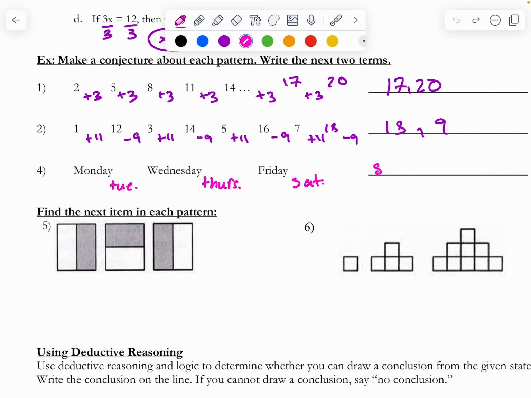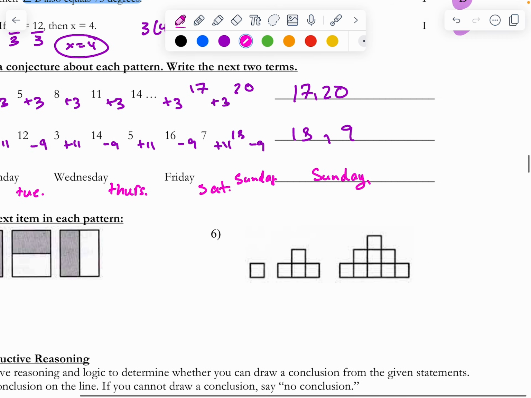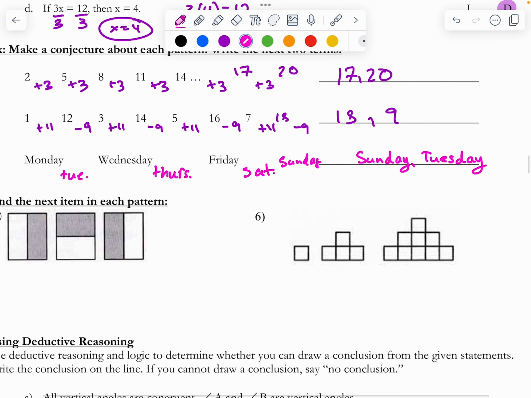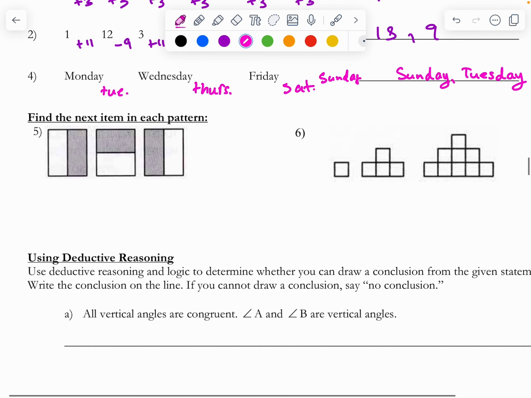Excuse me, that's not right. This will be Saturday, which means our next term is Sunday. Sorry about that. Then my next term after that, the bridge term, is going to be Monday. So that means my last term is going to be Tuesday. So here we go: Monday, Tuesday got skipped, Wednesday, Thursday got skipped, Friday, Saturday got skipped, then Sunday, Monday got skipped, back to Tuesday. So those are our two terms there.